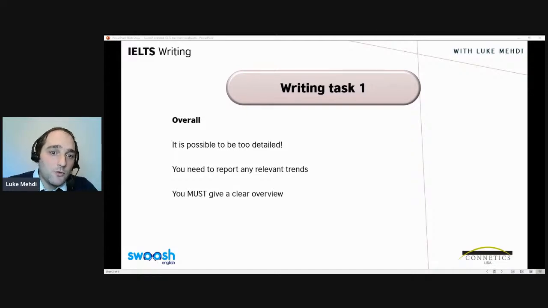Now, you must also give a clear overview. This is the overview of the main trends or main features, the things that you think are most important, and it must be very, very clear.